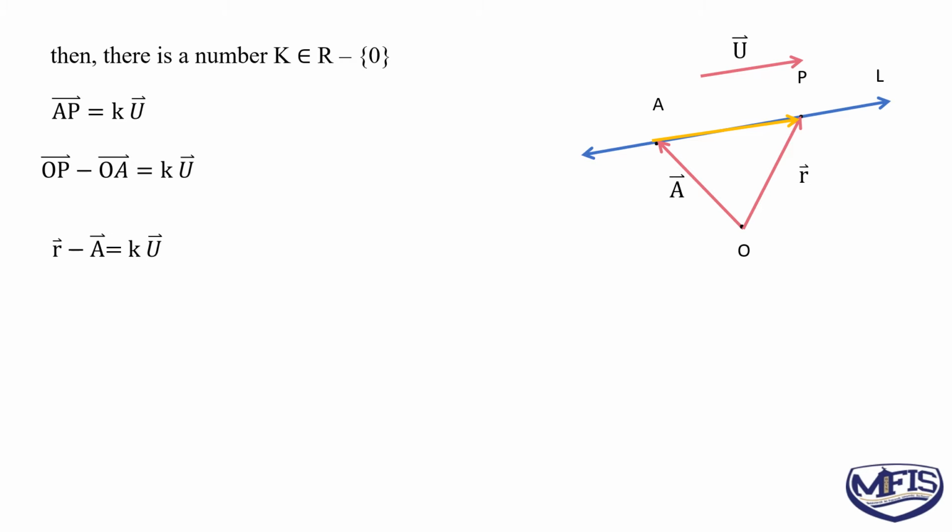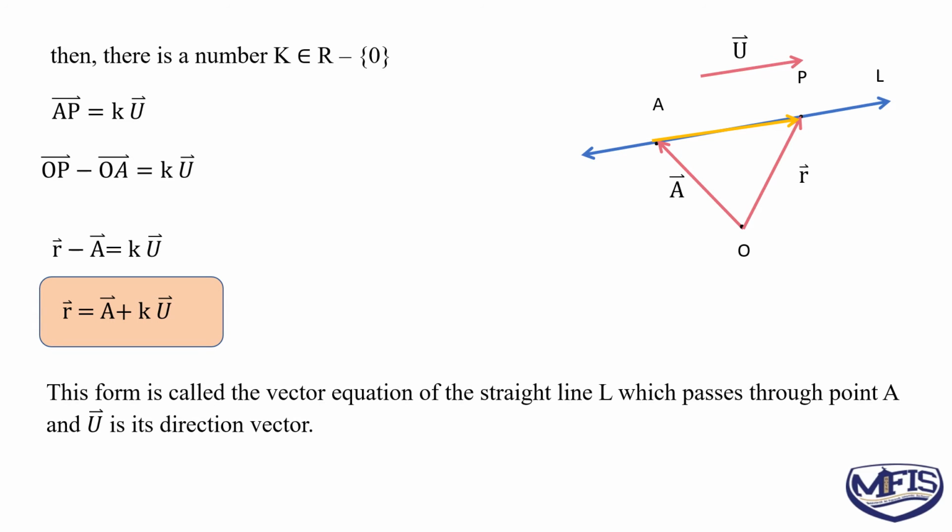So if we want to find OB as a vector represented by r and OA represented by vector a, then the r vector minus the a vector equals k times the u vector. So the r vector equals the a vector plus k u, and this form is called the vector form.